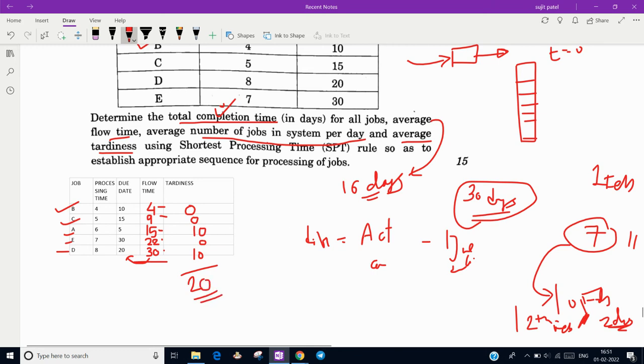And one more thing they have not asked, but they could ask: how many jobs get tardiness. So 2 jobs are tardy, and average tardiness is the total tardiness time divided by the total number of jobs. Please keep this in mind: not the number of tardy jobs, because here only 2 jobs are tardy, but to get the average tardiness, we have to divide by the total number of jobs in the system. So it is 4 days.